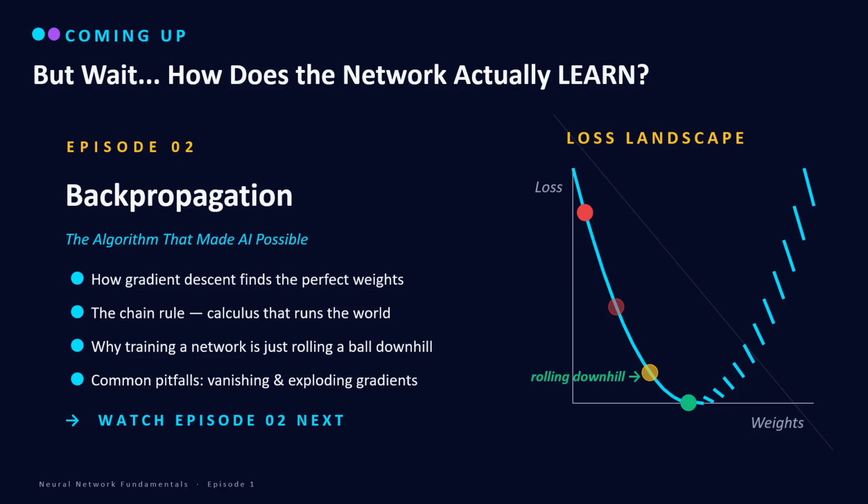Next time, we are covering gradient descent, how the network finds the perfect weights, the chain rule, the calculus trick that runs the world, why training is just rolling a ball downhill, and the two enemies of every deep network, vanishing and exploding gradients.